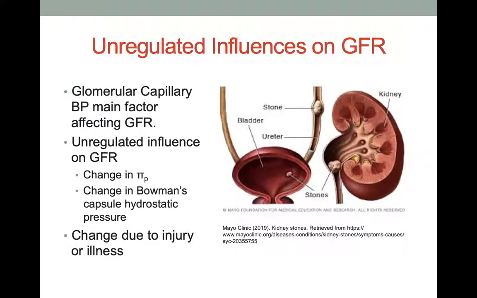Now, Bowman's capsule hydrostatic pressure can become uncontrollably elevated, and so filtration can decrease in urinary tract infections. If you have some sort of obstruction, like the kidney stone shown in the picture here, and we can't remove fluid from the Bowman's capsule to excrete, then we're going to have a buildup behind that, and that pressure can reduce the GFR because we can't push anything beyond that point.